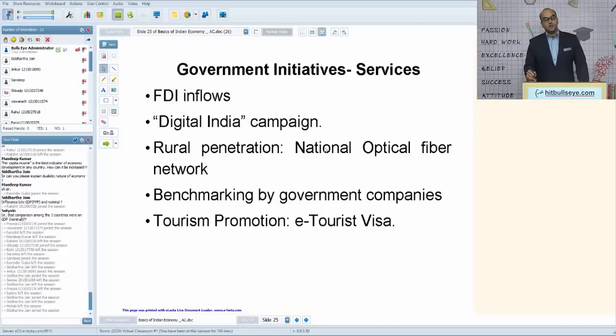So moving on to the government initiatives for the services sector.